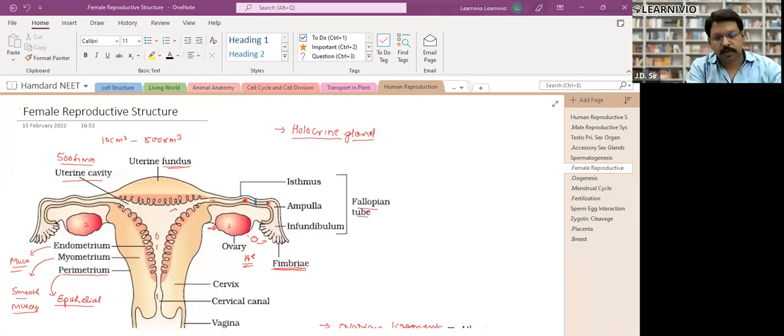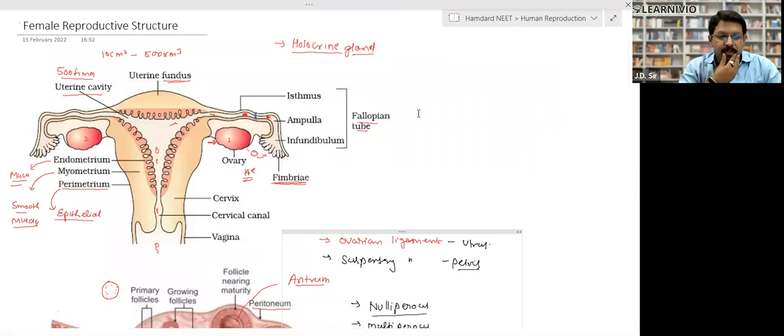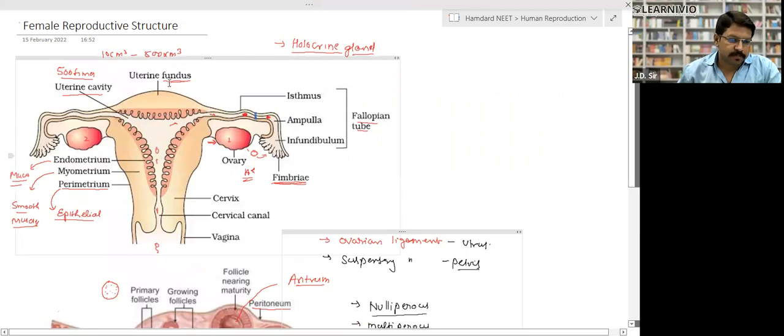So first, we'll study the external structure of the female reproductive system, its morphological and anatomical structure, right? In the female reproductive system, there is quite a difference from the male reproductive system. Look, in the female reproductive system, this upper part is called the uterine fundus. Basically, this is made up of three kinds of layers.